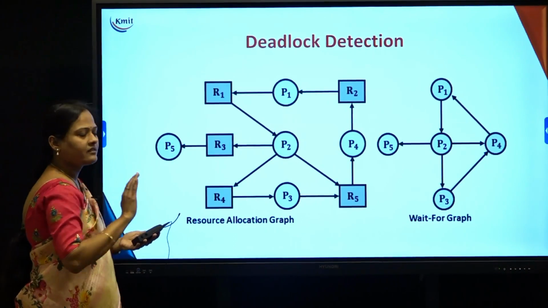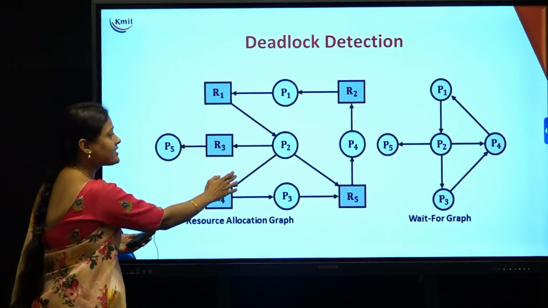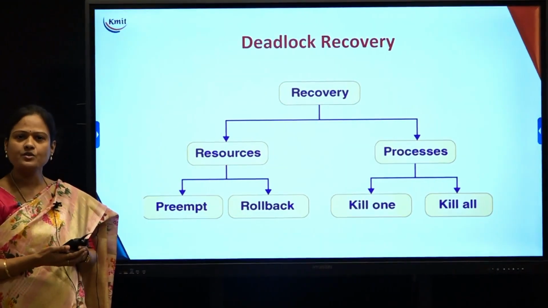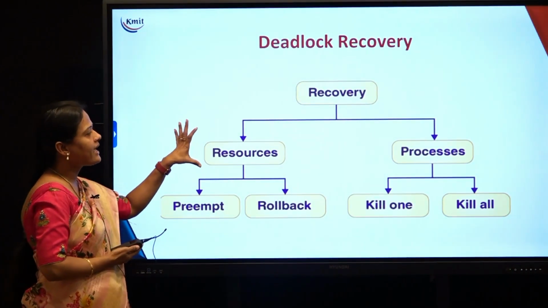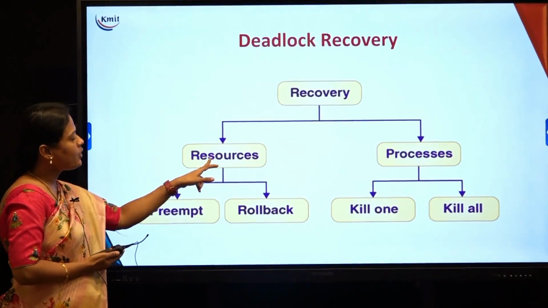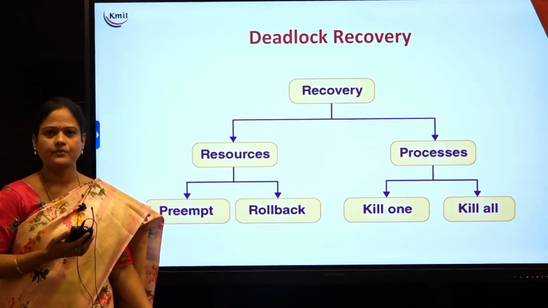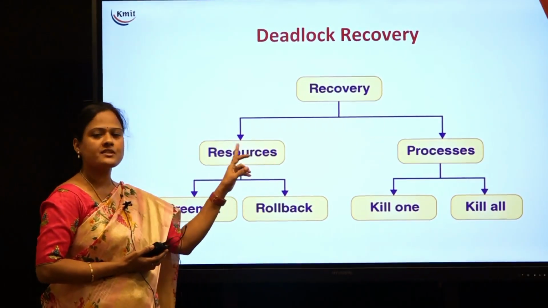Now, I have detected that there is a deadlock here. Now, what is the next step you have to do? You need to go for recovery. You have to take measures to remove that particular deadlock. So, how do we actually remove it? When I go for recovery, either I concentrate on the resources or I concentrate on the processes. Why? Because deadlock is occurring because of resources and processes.